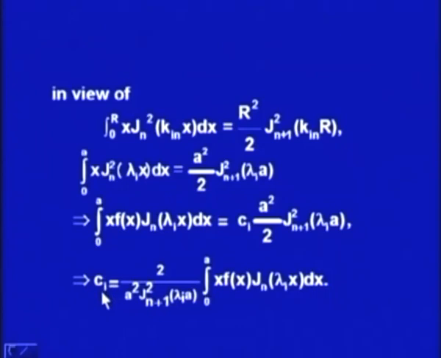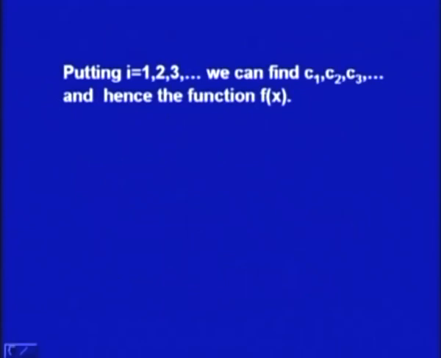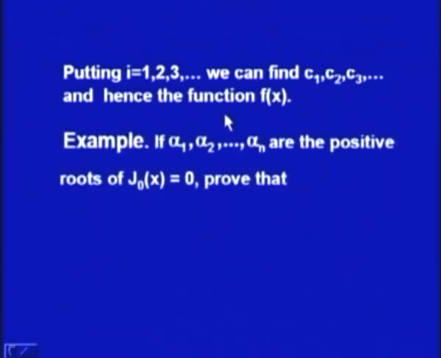and thus we get the values of the unknown coefficients C_i which occur in the Fourier-Bessel expansion of the function f(x). So, putting i equal to 1 to 3, we can find the values of C1, C2, C3 and so on, and hence the function f(x) can be expanded in the desired infinite series of Bessel functions.